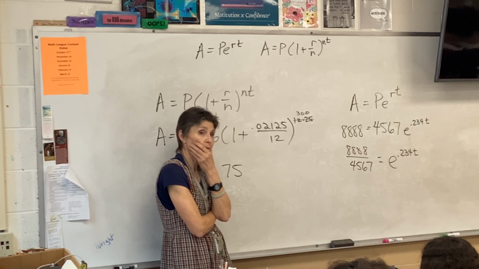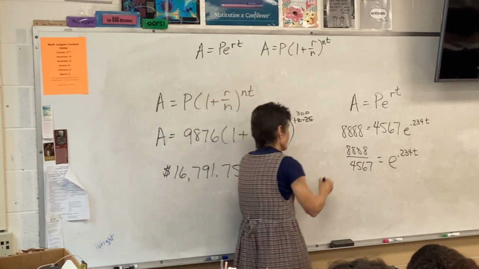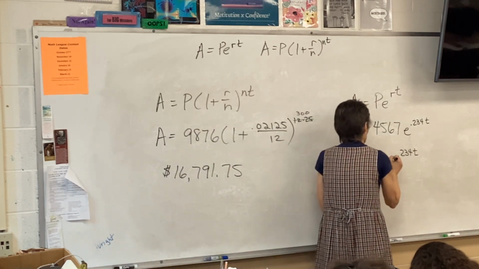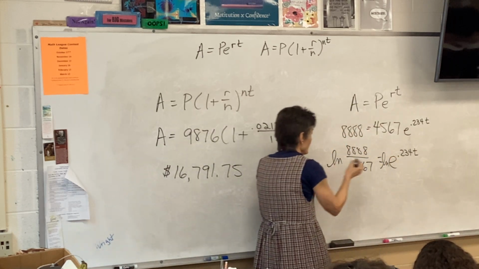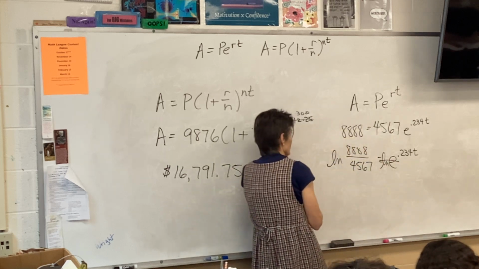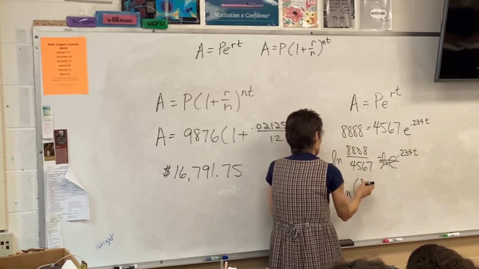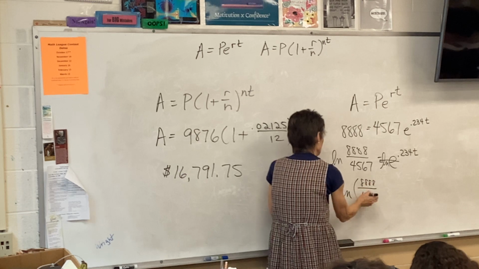Now we're going to ln both sides. This is going to go away then. So we have ln, our unit fraction.